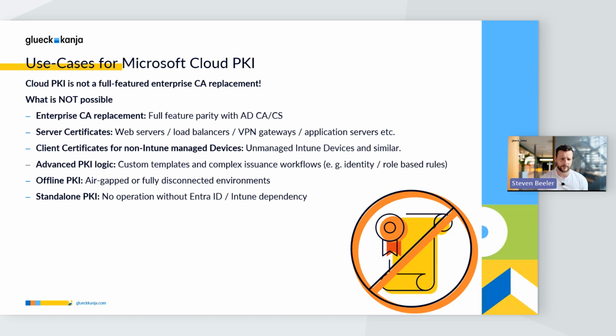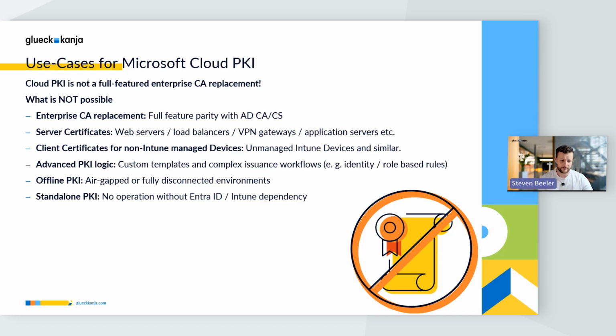You also don't have things like role-based rules that you can define in the certificates, which is possible on Active Directory certificate services. And I think this is the most obvious. So it's not an offline PKI. So if you have an air-gapped system, if you have very sensitive information that you don't want in the cloud, then of course this is also not possible. And this goes also hand in hand. So Entra ID and Intune are the key dependency here. So you need Entra ID, you need Intune, because as you saw in Daniel's demo, it is all managed right in the Intune portal with your Entra ID.